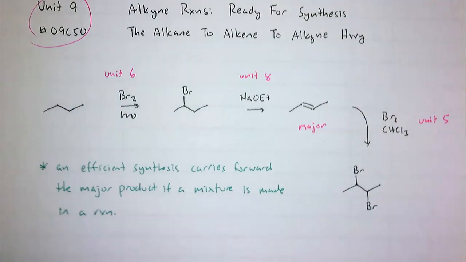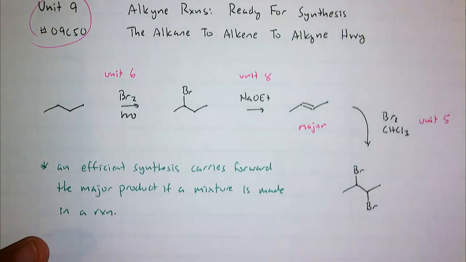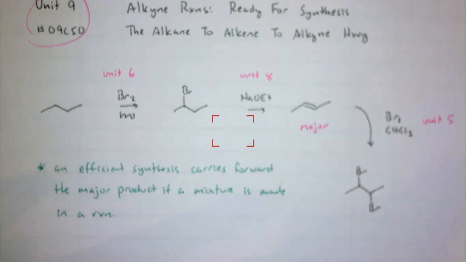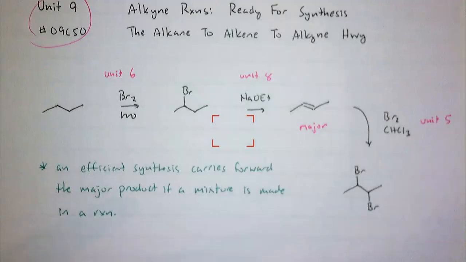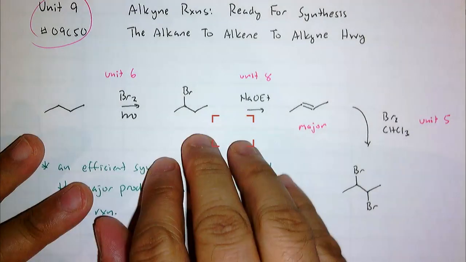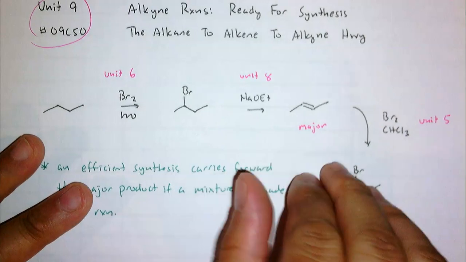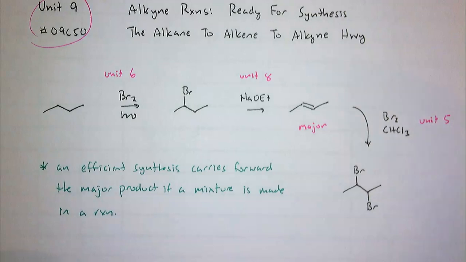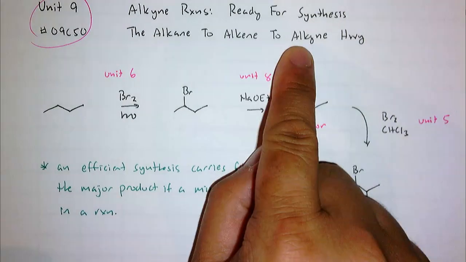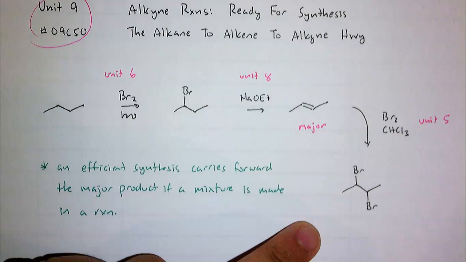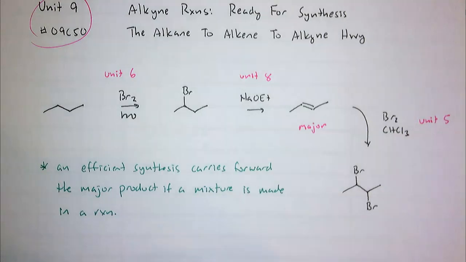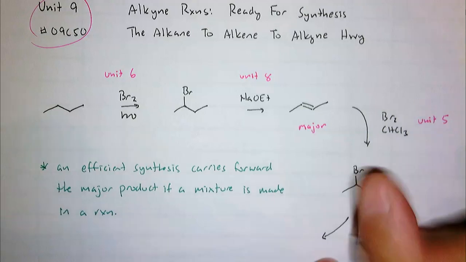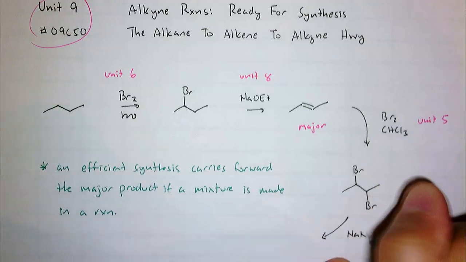Okay. You see the, I don't know, some people think the difficulty with organic synthesis, but some people think it's the beauty, is that now these reactions in different units are all playing together and working together to get us a final product. Our final product is an alkyne. So our alkyne is going to be accomplished by doing a new reaction, and we're going to use NaNH2.